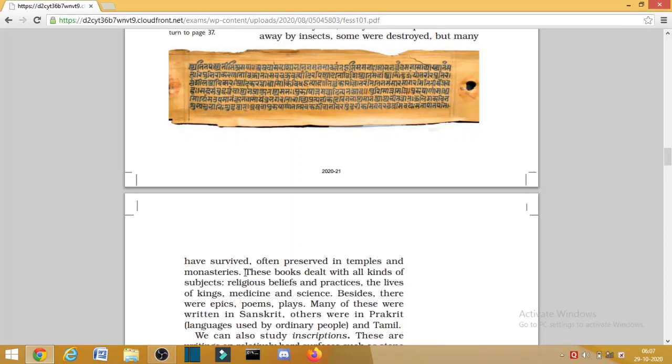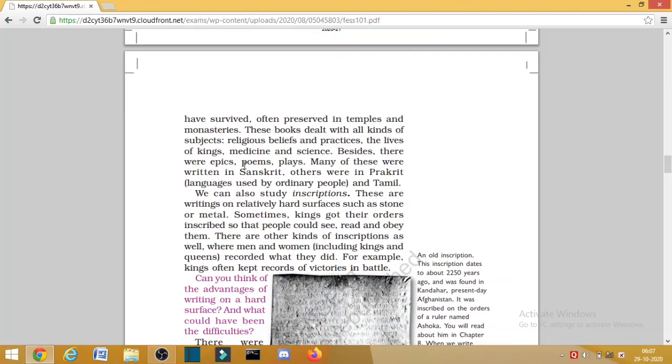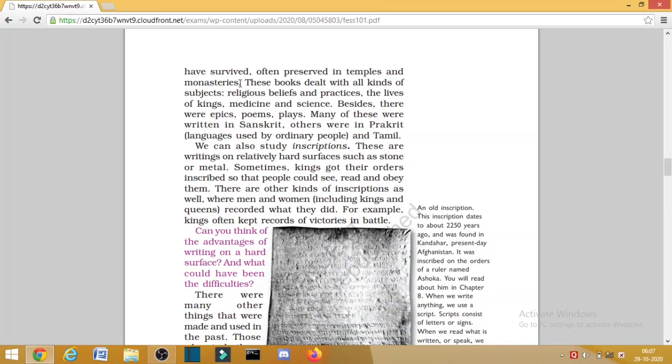See those records, those handwritten things, were spoiled. Many manuscripts were eaten away by insects. Some were destroyed, damaged, but many have survived, often preserved in temples and monasteries. Yes, that means preserved there in the temples and monasteries. Monasteries means a place where monks live together.